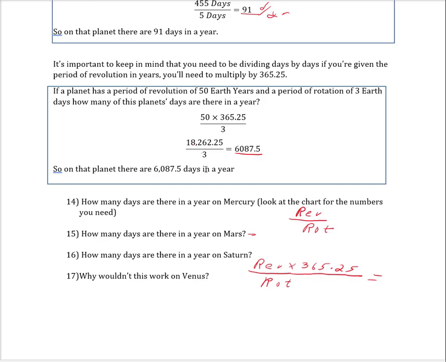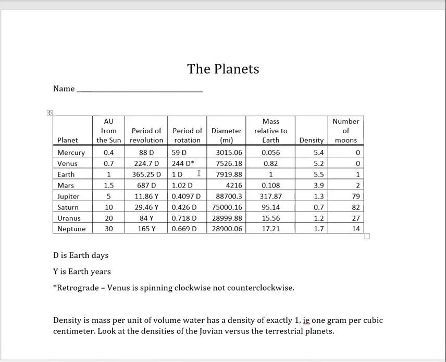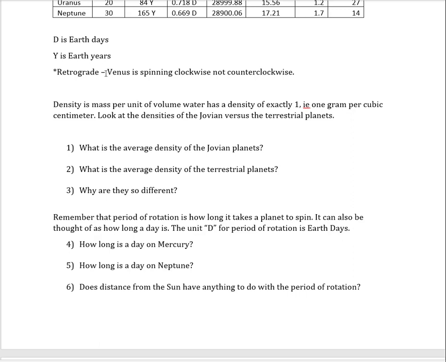Why wouldn't this work on Venus? Well, Venus is weird. Venus is strange. Venus will also kill you. Well, they'll all kill you, but Venus will kill you quickly.